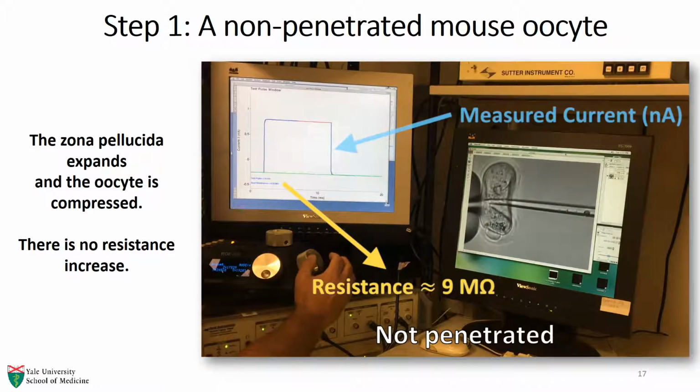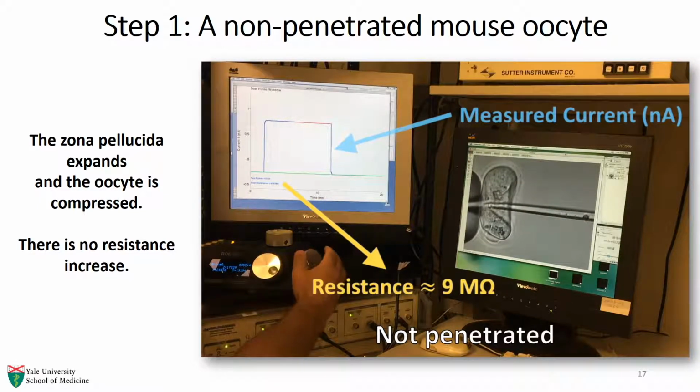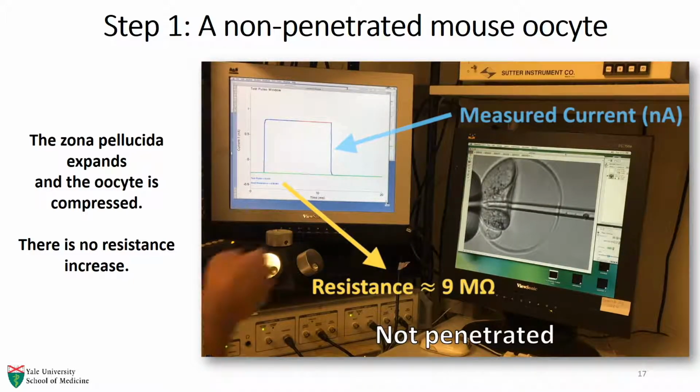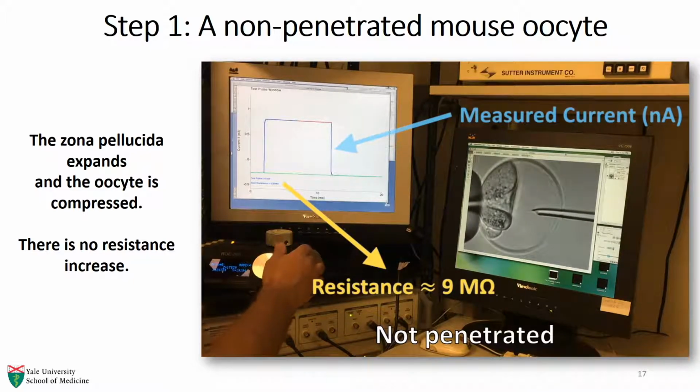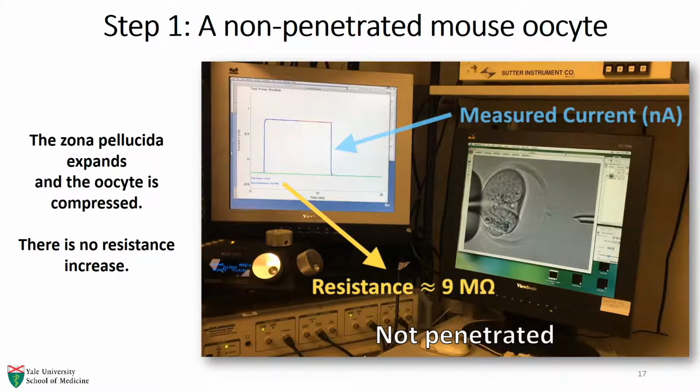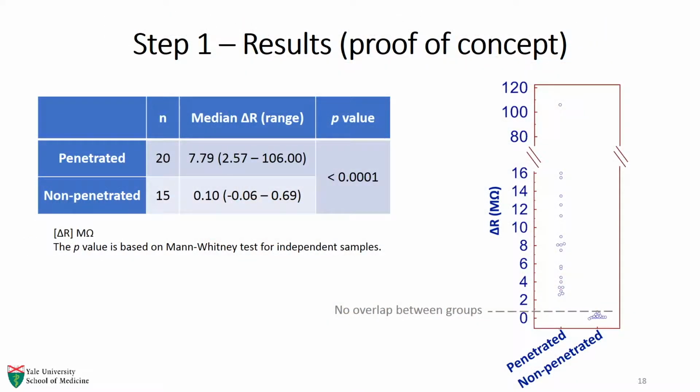In contrast to the previous video, the following video shows that there is no resistance increase if the oolemma is not pierced. The summary of the proof of concept experiments shows a significant resistance increase in the penetrated group only.